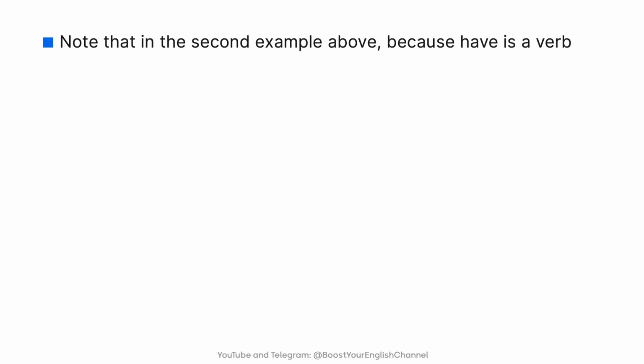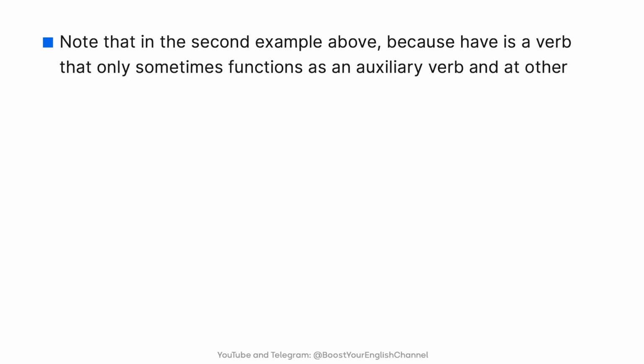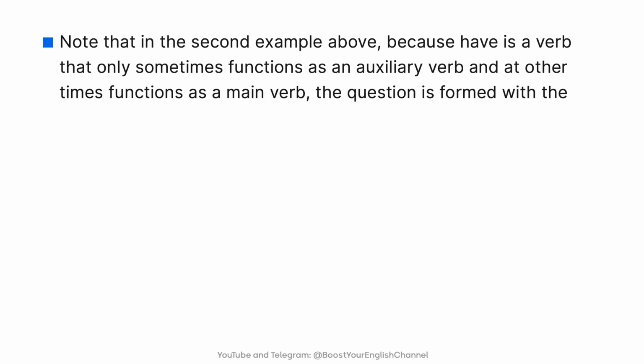Note that in the second example above, because have is a verb that only sometimes functions as an auxiliary verb and at other times functions as a main verb, the question is formed with the auxiliary verb do at the beginning.